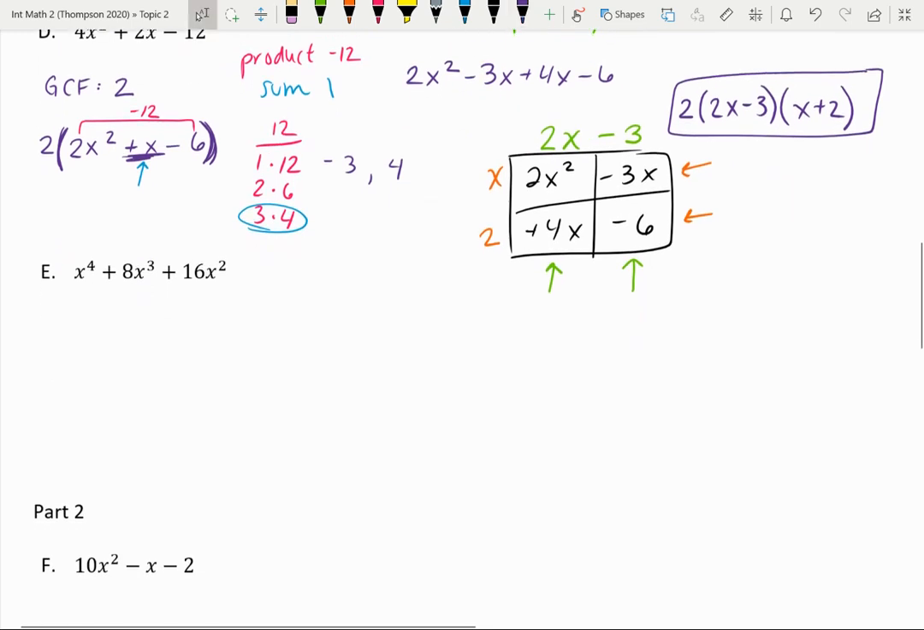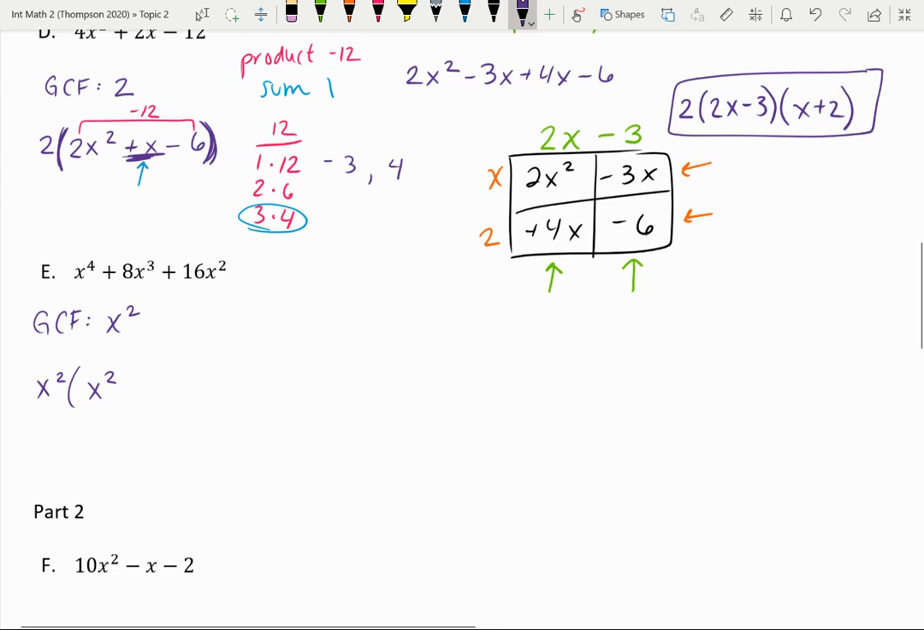Problem E, and then I'm going to give you a couple to do on your own. Step 1, take out the GCF. Here, my GCF is not necessarily numerical. So let's see, I've got x to the 4th, x to the 3rd, and x squared. If it's helpful, you can write out a product of the prime factors. I notice that I can take an x squared out of everything.